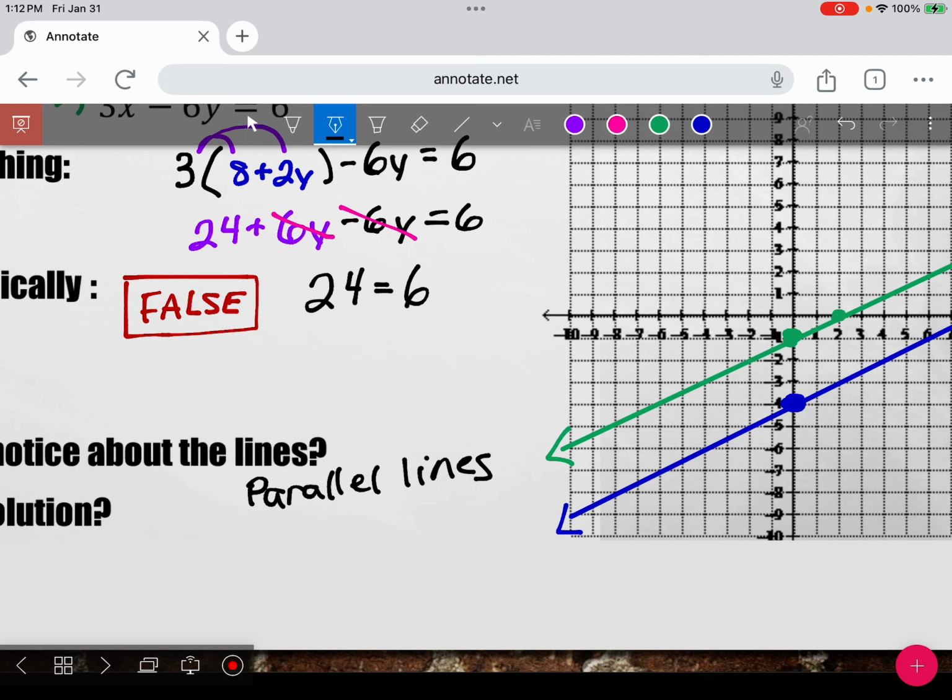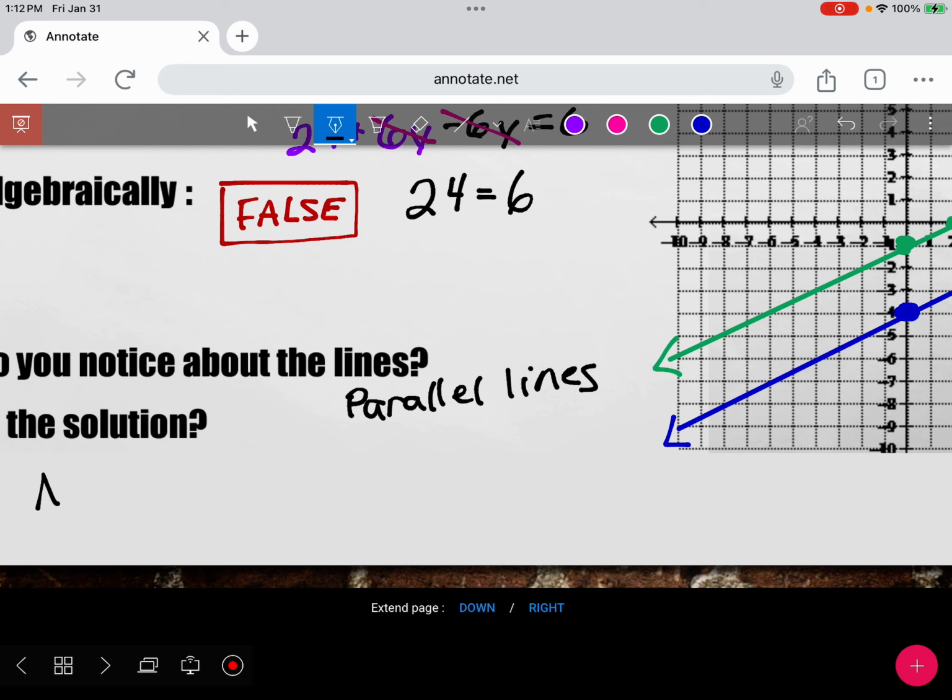None. We don't have one. This has no solution. Our solution is where they cross. They do not intersect. They do not cross. There is no place where that happens. That's what happens when we get a falsehood like this.